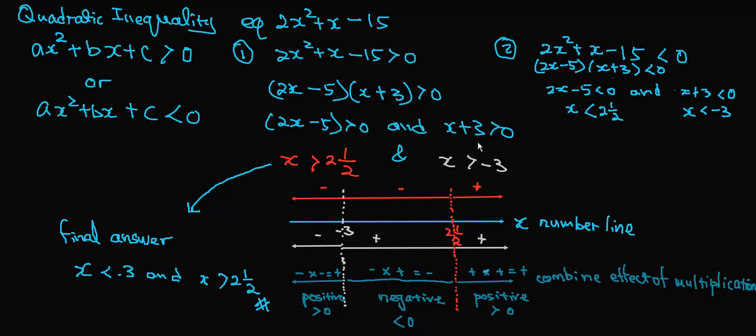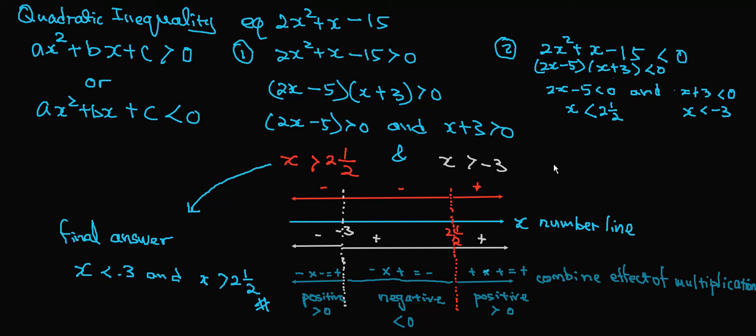Now let's look at this part here. x + 3 > 0, bring it over. So x must be more than -3 for this whole thing to be bigger than 0. So we put -3 over here. Look at the yellow line. For this to be bigger than 0, x must be more than -3. More than -3 means this direction, so this is positive. And if it's less than -3, then it will be negative.